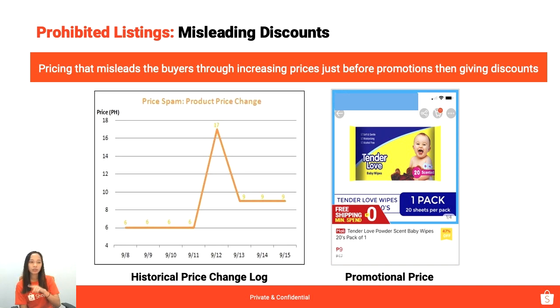So, parang ganyan yung itsura niya sa graph na nakikita nyo sa screen. Para mag-reflect sa ating platform is malaki yung discount na binigay natin for that campaign. So, that is misleading your buyers. So, hindi siya pwede sa platform natin.